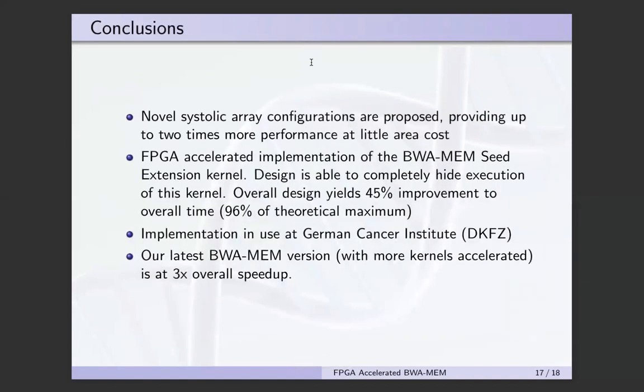In conclusion, we showed that we have designed a novel systolic array configuration that allows us to accelerate the seed extend function of BWA on an FPGA that provides up to twice the performance that is achieved from a single systolic array. We showed that the BWA-MEM with the seed extend accelerated on FPGA is able to achieve 45% improvement in performance and is able to achieve up to 96% of the theoretical maximum throughput on the FPGA.